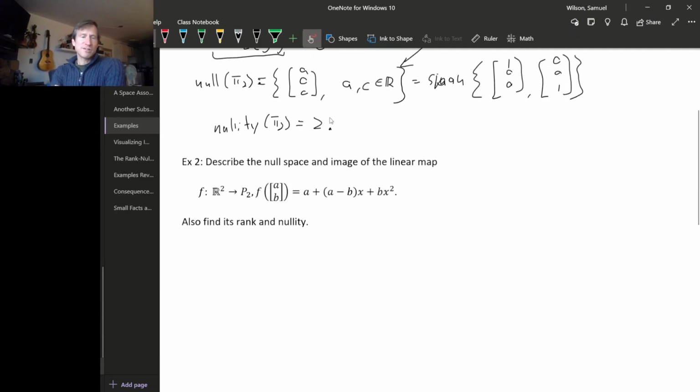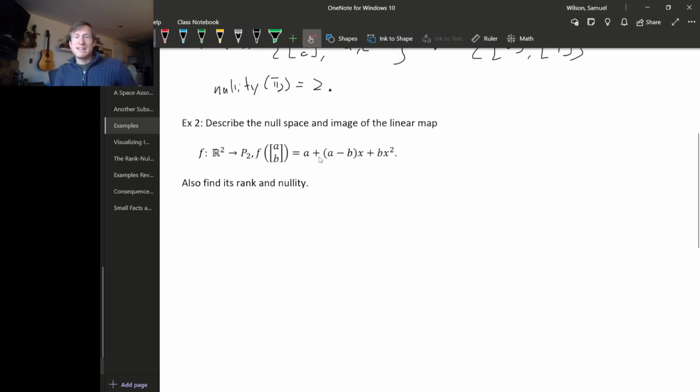For another example, let's describe the null space and image of this linear map. This one goes from R2 to P2. Again, we'll describe the null space and the image by finding bases for them. For the image, the image is just everything that looks like this: every polynomial that we can write as a plus (a minus b)x plus bx squared.